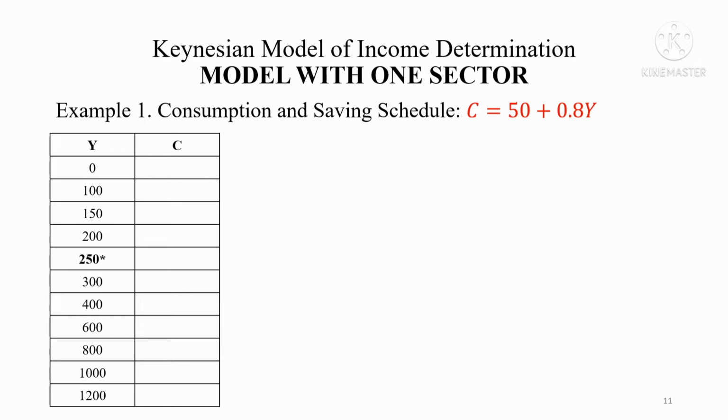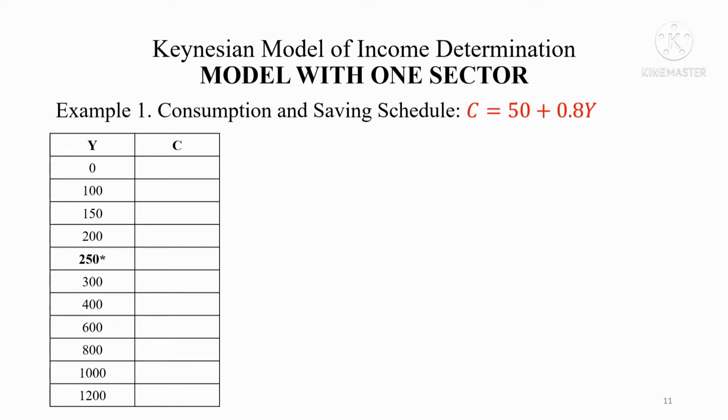Another way to determine the equilibrium level of income is by constructing a table using the given consumption function, which is C equal to 50 plus 0.8y. The equation suggests that consumption is dependent on y, or income. So we can assume or assign any level of income and determine the level of consumption from the equation given.